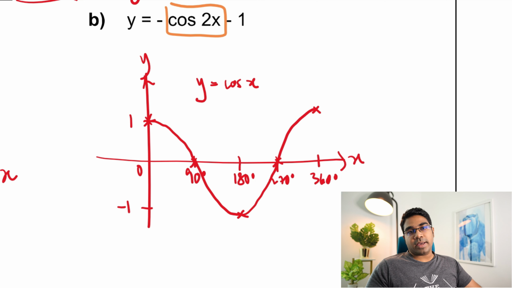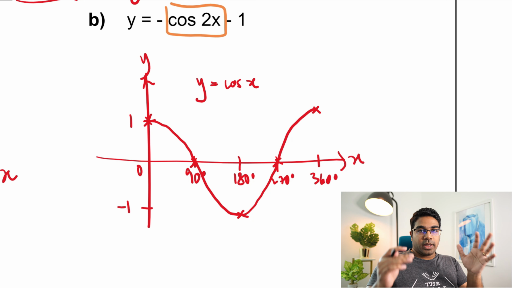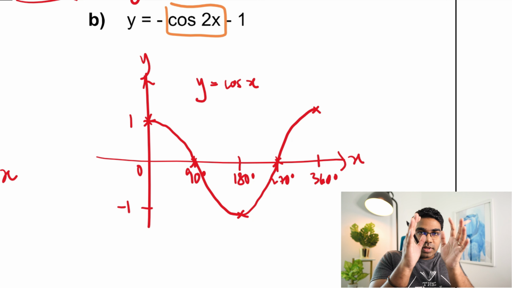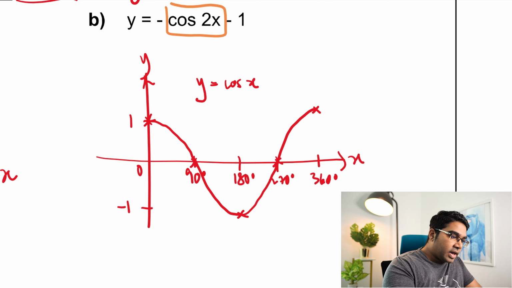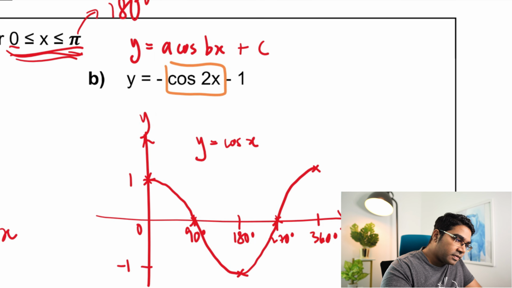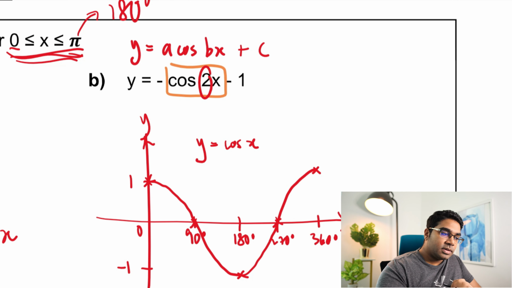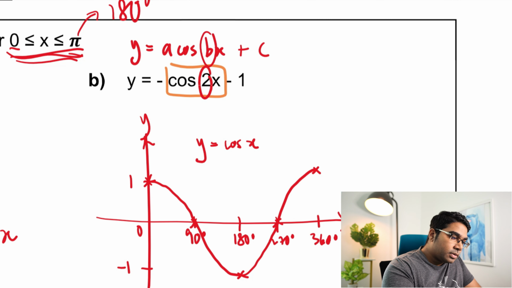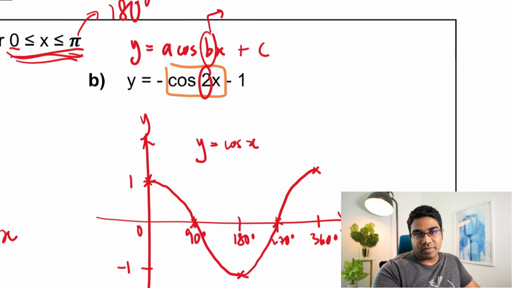Okay, this is a sketch of y is cos x. Now, again, the strategy here is to start from within and move outwards. So we have cos 2x. Let's look at the first change. 2x. B is the value that is linked to the period.